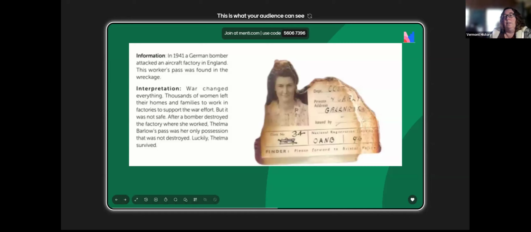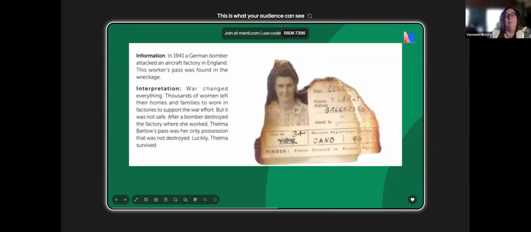And so this is just an example from one exhibit about the ways in which we can use interpretation. This one is specifically about a specific artifact in an exhibit. The top one is an informational label, which says, "In 1941, a German bomber attacked an aircraft factory in England. This worker's pass was found in the wreckage." Totally great information, right? That's cool. That's 100% accurate about what it is.